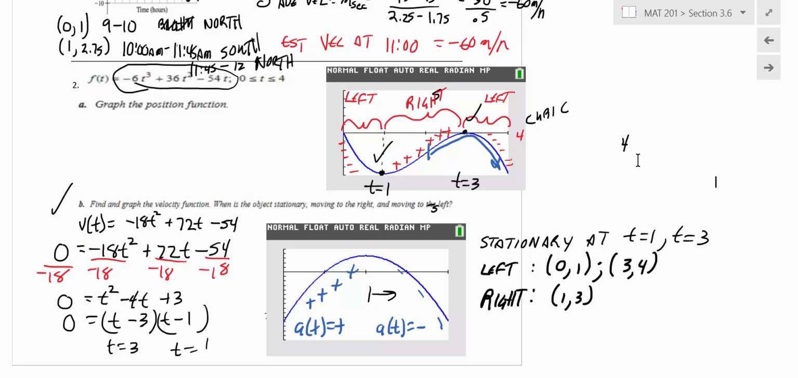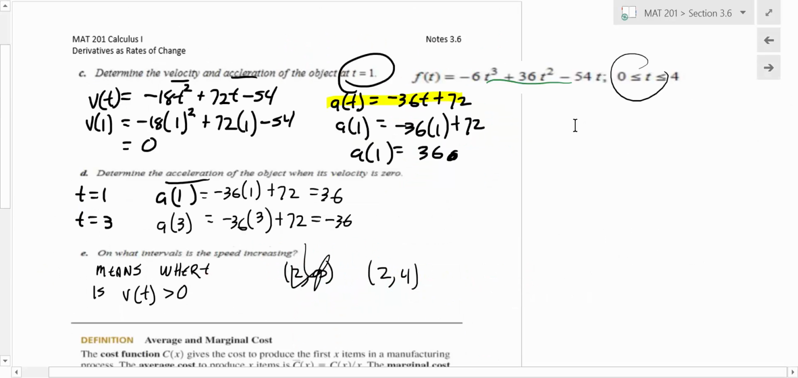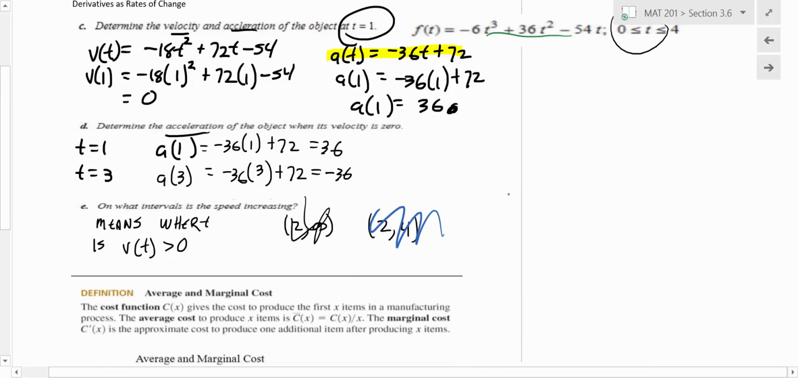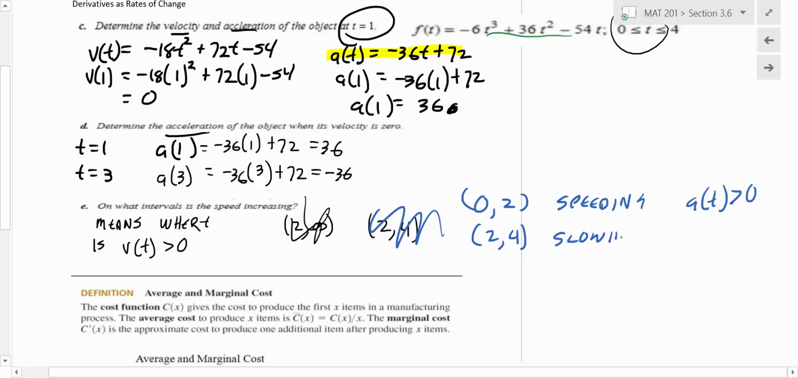I wrote down velocity is positive. I don't know why I did that. That's where acceleration is positive, and that's where something's going to be speeding up. I got myself confused on that one. So on this one, 0 to 2 is when you're speeding up, which just means acceleration is positive. And 2 to 4 just means it's slowing down, which means acceleration is negative. Sorry about that.